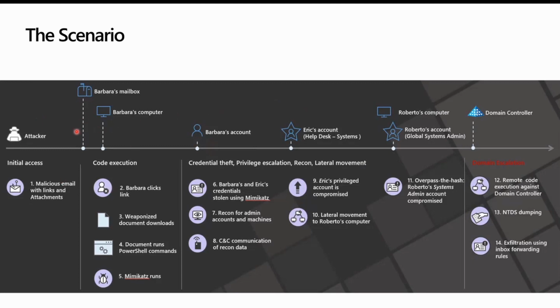So for our demo, this is the scenario. You have Barbara, who is in the finance department. She received a malicious email, a spear phishing email with a weaponized document. She clicked on that document, the document downloaded, it ran some PowerShell commands. Mimikatz credentials were stolen. There was some reconnaissance done for other accounts, other machines. Command and control communication was set up. Another user account was compromised as a result of this reconnaissance.